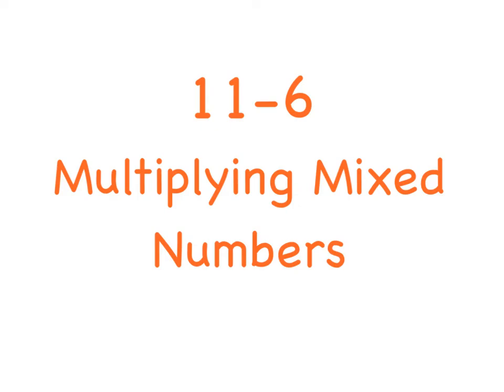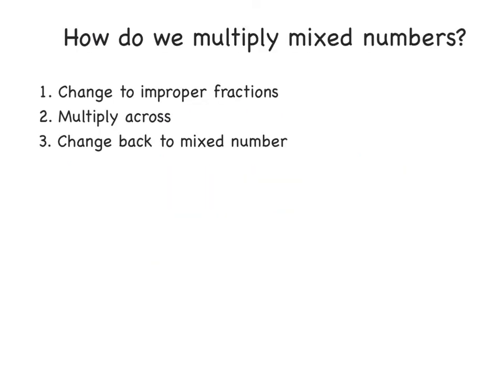In this video, I'll be talking about multiplying mixed numbers, which is 11-6. There are 3 steps when multiplying mixed numbers. The first step, you have to change the mixed numbers to improper fractions. Then you can multiply straight across like we've learned with multiplying fractions. And then at the end, you'll change it back to a mixed number. Let's look at an example to make this make a bit more sense.